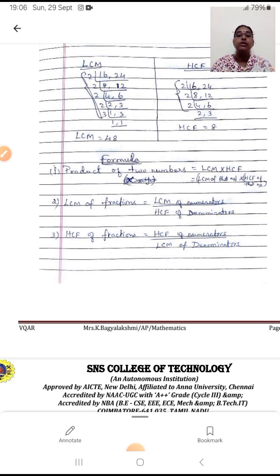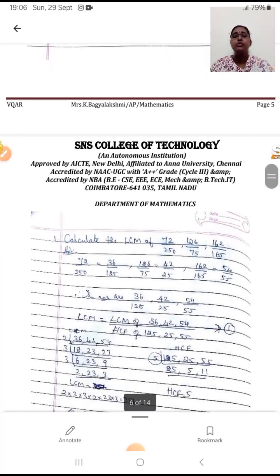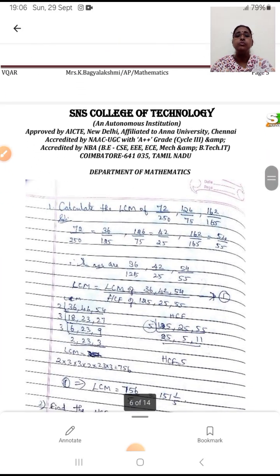Another formula is for the LCM of fractions. When the LCM is asked for fractional values, we proceed with this formula: LCM of the numerators divided by HCF of the denominators. If the HCF of fractions is asked, it is HCF of the numerators divided by LCM of the denominators. Based on this, we can see some more sums.